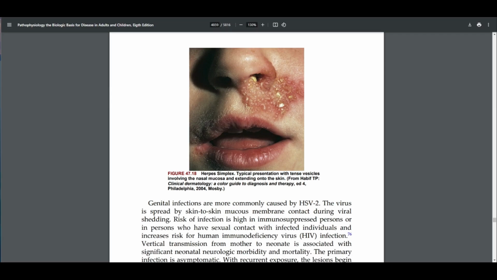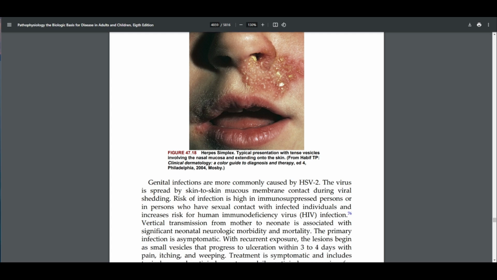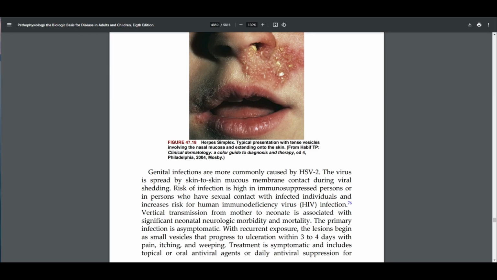So here's a picture of the herpes simplex. Genital infections are more commonly caused by HSV2. The virus is spread by skin-to-skin mucous membrane contact during viral shedding. Risk of infection is high in immunosuppressed persons or in persons who have sexual contact with infected individuals, and increased risk for human immunodeficiency virus or HIV infection.